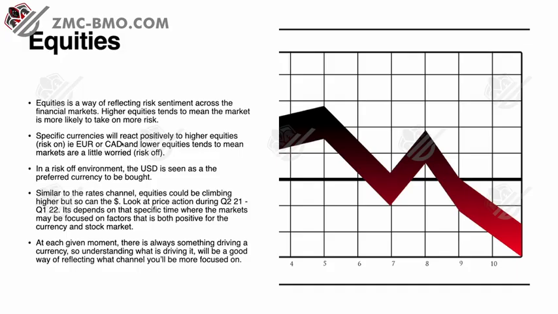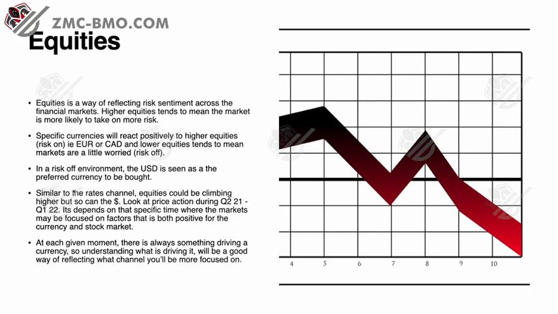And lower equities tends to mean the markets are a little worried. That may be derived from data, or from external factors, like we're seeing now where China is a big issue and European data has really slowed down. So naturally the equity markets, for example the S&P, have fallen, and that is helping to drive the dollar higher and the euro lower. So we know specific currencies are very sensitive to this. But in general, in a risk-off environment, the dollar is seen as the preferred currency to be bought.